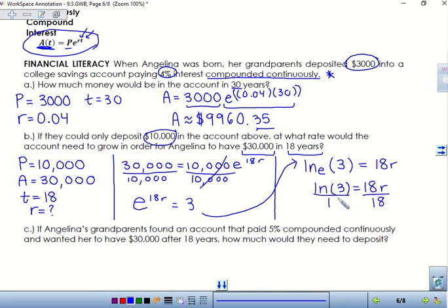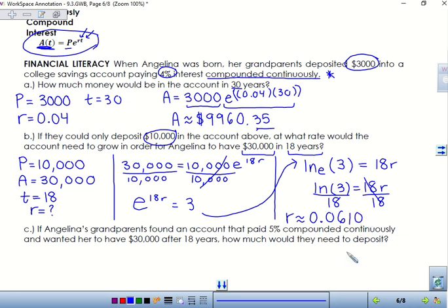Good, divide by 18. So r is approximately equal to... Now you can do your calculator calculation. So it's going to be ln of 3 divided by 18. And you should get 0.0610. So that would be my rate.